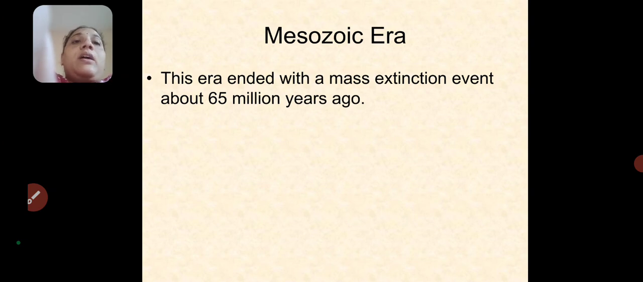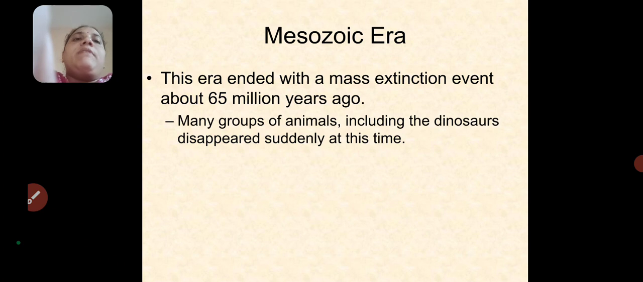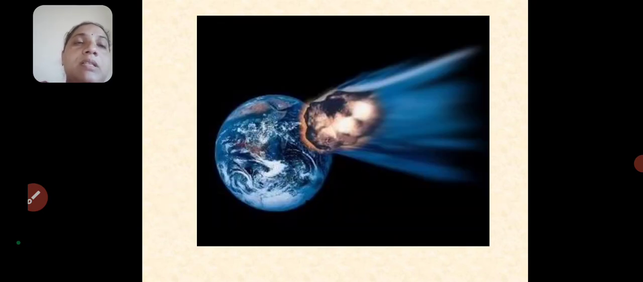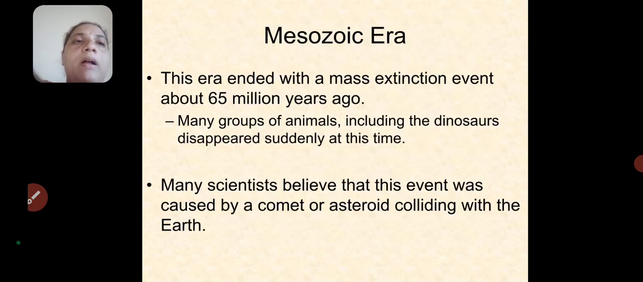The Mesozoic era ended with a mass extinction event about 65 million years ago. Many groups of animals, including the dinosaurs, disappeared suddenly at this time. At the starting period of the Mesozoic era, dinosaurs appeared, but at the end, the dinosaurs disappeared suddenly. Many scientists believe that this event was caused by a comet or asteroid colliding with the Earth.